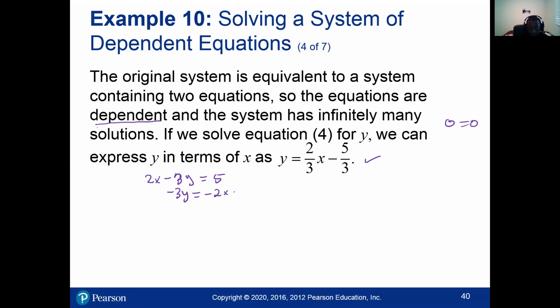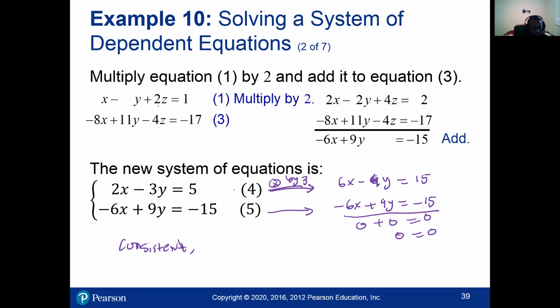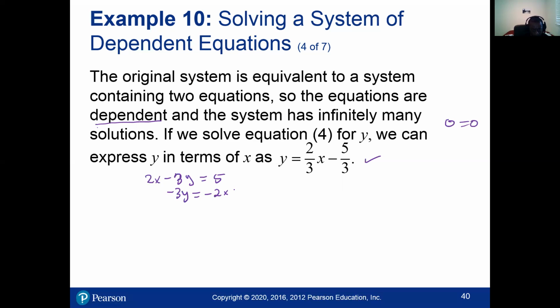Okay, and then let's go back. Let me check the equation carefully. It's 2x minus 3y equals that, and then this is plus 5. And then if you divide both sides by negative 3, that gives me y is equal to 2 over 3 x minus 5 over 3. That's why I got this.